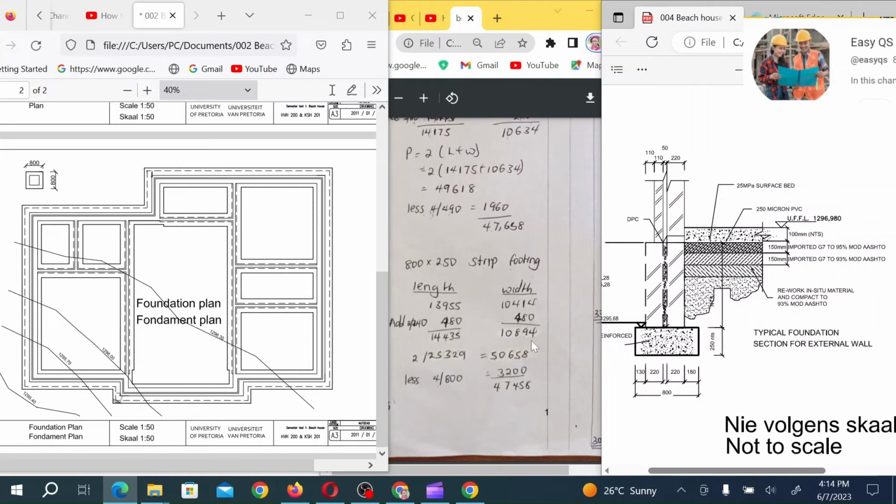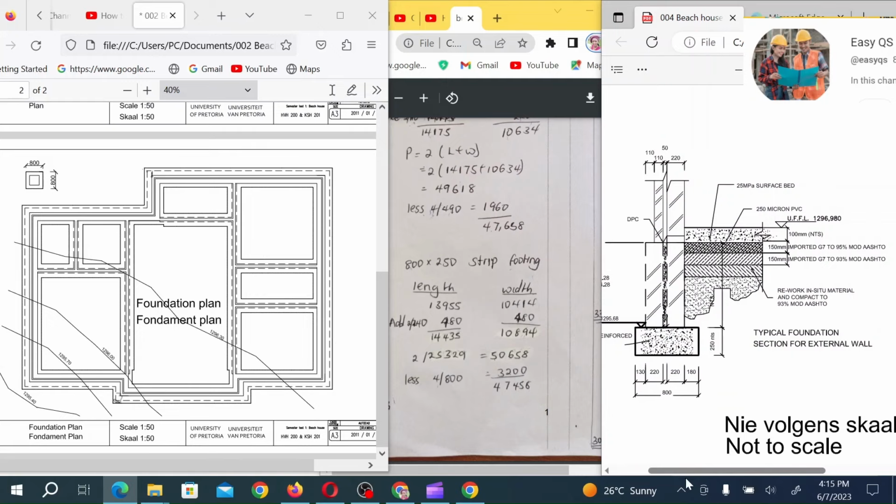Alright, so what is the perimeter? Perimeter is equal to 2 into bracket length plus width. Length plus width is 25,329. Multiplied by 2 is 50,658. We deduct number of corners times the thickness of the trench. The thickness of the trench is 800. All right, so it shall be the total external perimeter, deduct number of corners times the thickness of the trench. So 50,658 deduct 3200, it shall be 47,458.